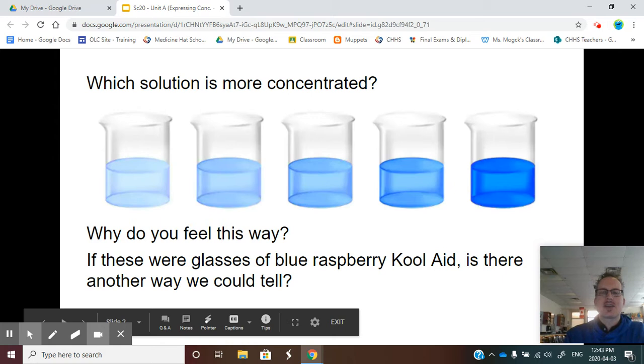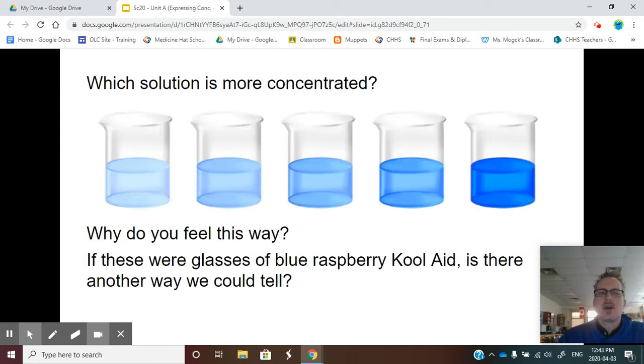So, if we take a look at these 5 beakers, which one would you say is more concentrated? If you chose the dark beaker, I would agree with you. My guess is you chose the dark beaker because it's darker because it has more particles dissolved in it, meaning more solute is dissolved. Now, if we could go by something other than color, let's pretend these were glasses of blue raspberry Kool-Aid and they were all in opaque glasses so you couldn't see what they were.